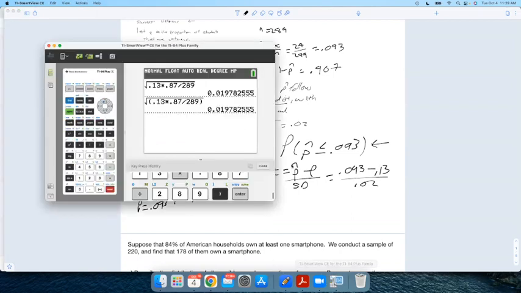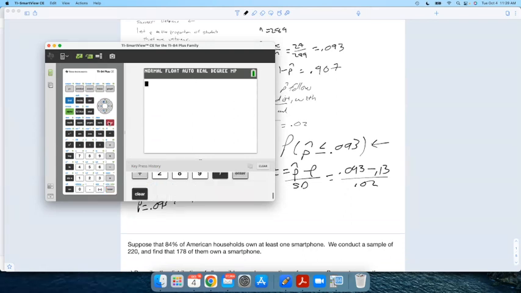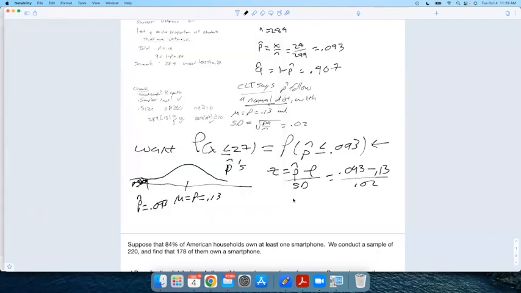So we throw that in our calculator. Again, we always have to be careful with parentheses here. A lot of people type this in wrong. You've got to make sure that the top is in parentheses. You want parentheses 0.093 minus 0.13, close parentheses, divided by 0.02. We get a negative z-score. The z-score is never your final answer unless the question says find a z-score, obviously. But that's pretty rare.